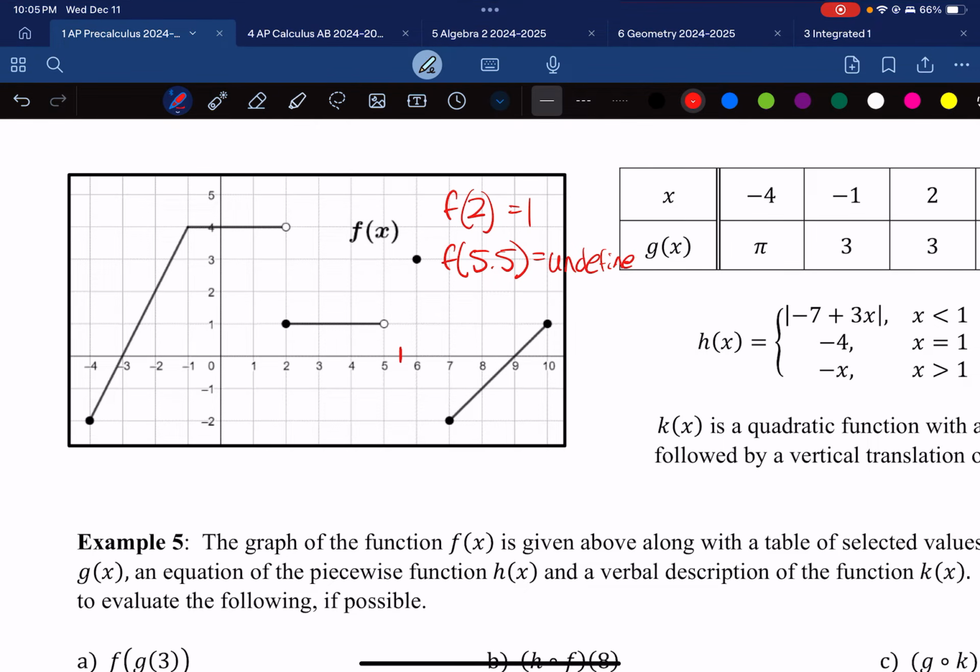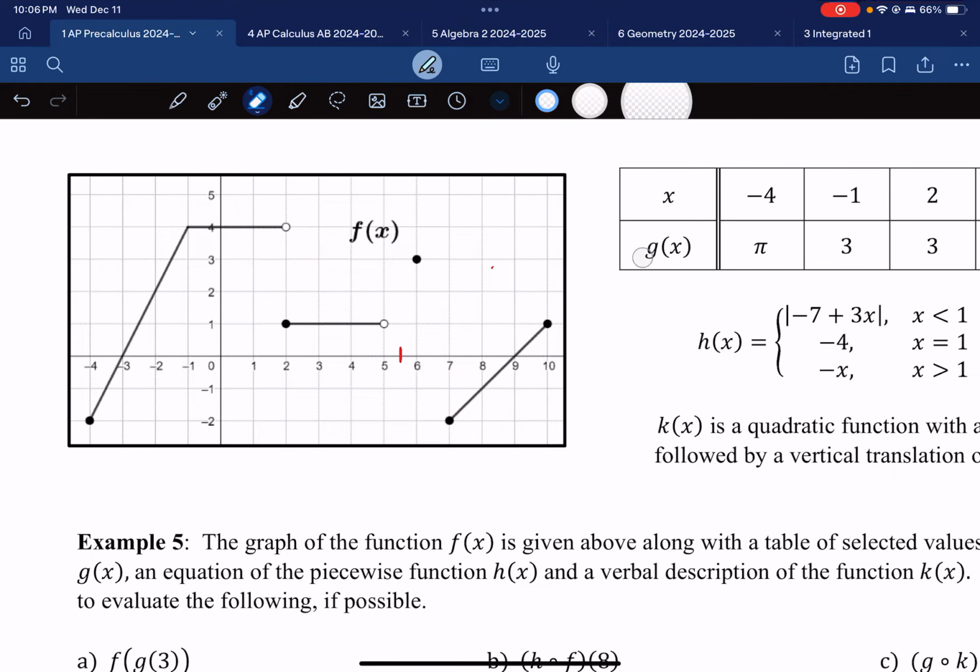Undefined, which means you can't go any further. You can't plug undefined into another function. You just stop there and you say, I can't go any further. It's undefined. There's no answer. So be careful about the graph. We've talked about the graph. Let's move on to the table.